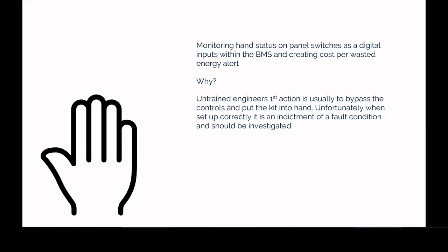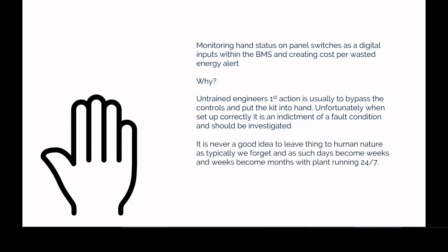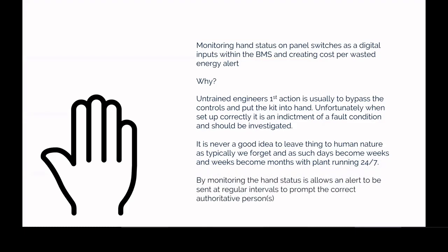Without being disparaging, with untrained engineers, that's the first thing that tends to happen if you've got no knowledge of why the BMS is holding a specific item of plant off. There's normally a good reason why that's the case. So the default action is to go and switch it into hand, and then we're human beings, right? We forget, things just happen, and then days become weeks become months, and all of a sudden you've got crazy high bills. Left unwarranted, that's not great. So again, monitoring the hand status is a really good thing that we'll employ.